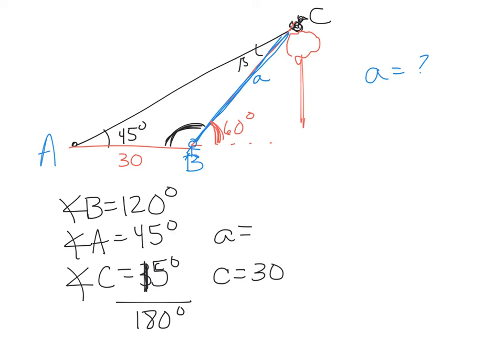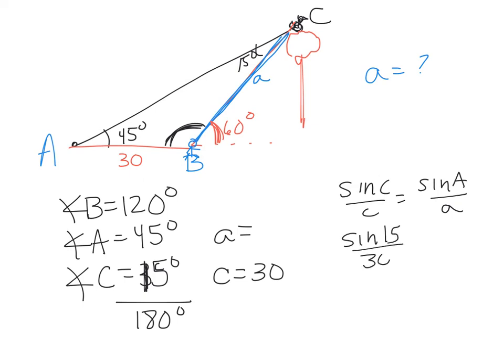And now I can use law of sines to find A. Sine of C over C equals sine of A over A, which means sine of 15 over 30 equals sine of 45 over A, and A is equal to 81.96 feet.